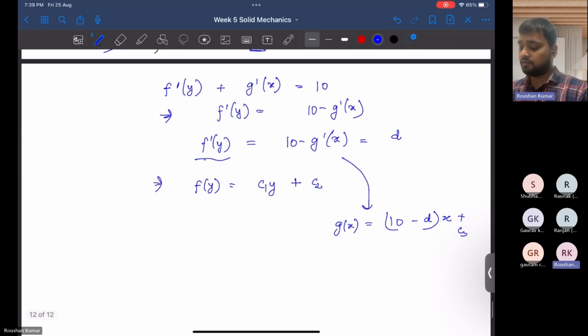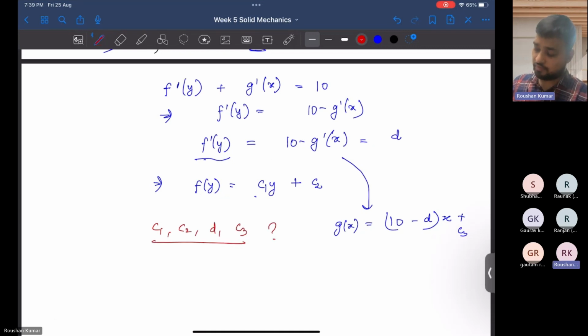Now here we find f(y) and g(x) in terms of x and y, but the question is we have to find the constants here. That is, we have 4 constants here: c1, c2, d and c3. We have to find these, and for this we have been given the boundary condition. So we are using that displacement boundary condition first.